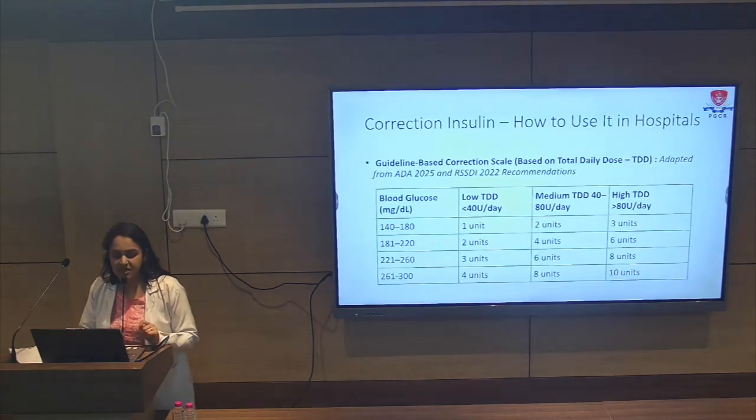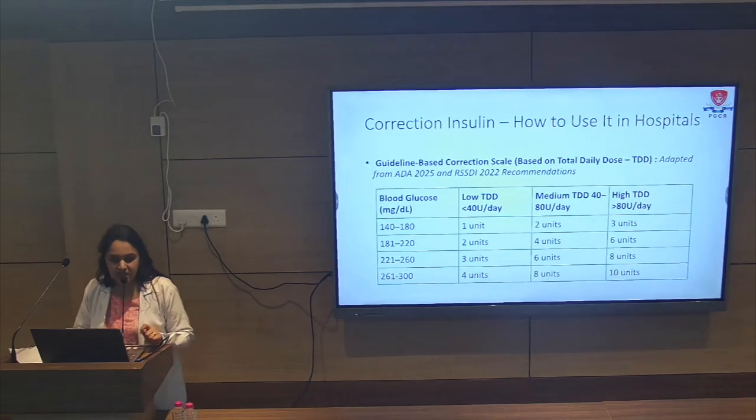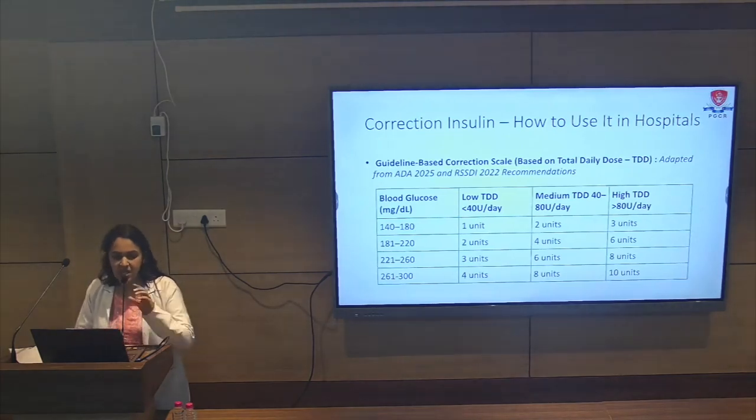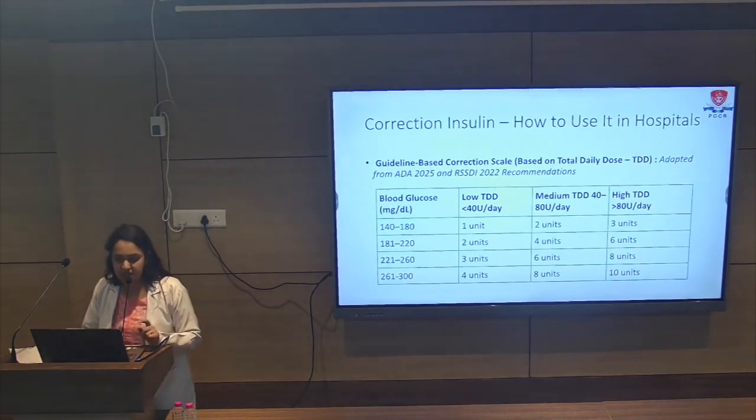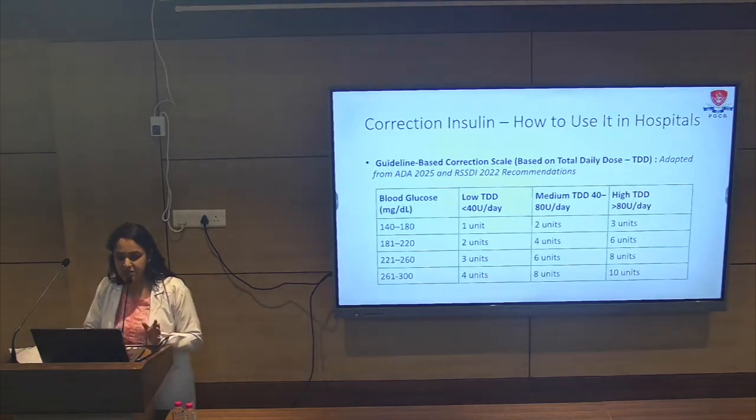Now this was the guideline-based correction scale adapted from ADA 2025, as discussed last time. This correction scale is based on the total daily dose estimate, which we take as less than 40 units per day, 80 units per day, and more than 80 units per day.